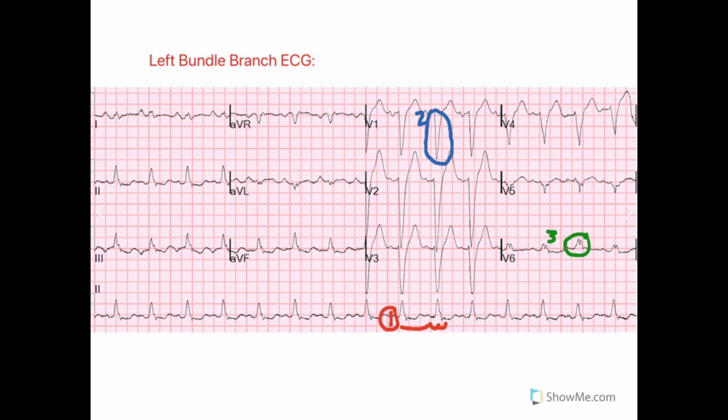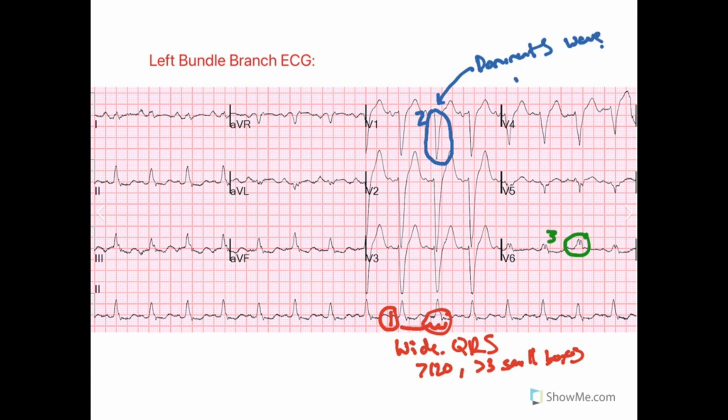Number 1, because the overall conduction time to the left ventricle is delayed, you actually get a wide QRS, more than 3 small boxes, more than 120 milliseconds. Number 2, because the final depolarization is moving away from the right ventricle and V1 looks at the right side of the heart, you get a dominant S wave in V1. And finally, because the final depolarization is moving toward the lateral wall of the left ventricle, you get broad R waves in the lateral leads, as you can see here.